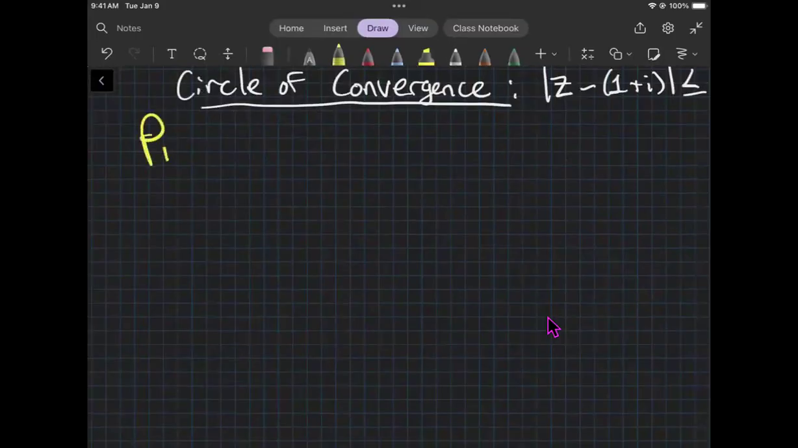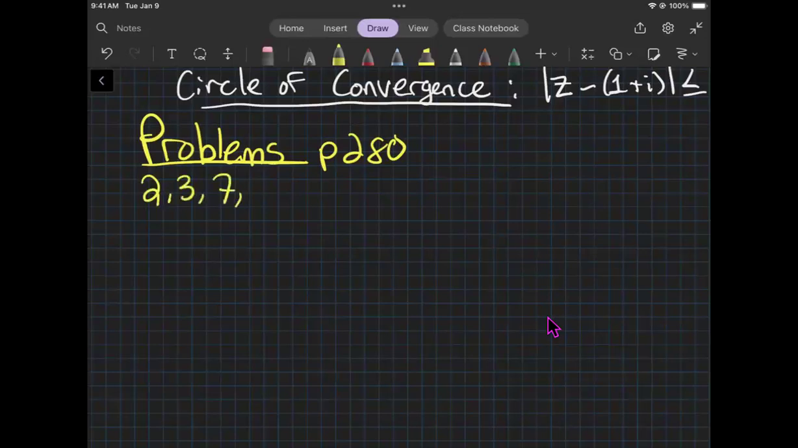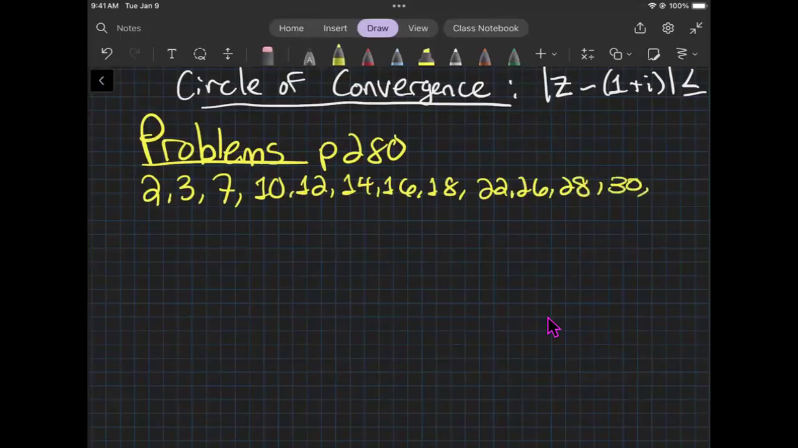Before you go, here are some problems to check comprehension: 12, 14, 16, 18, 22, 26, 28, 30, 32, and 33.